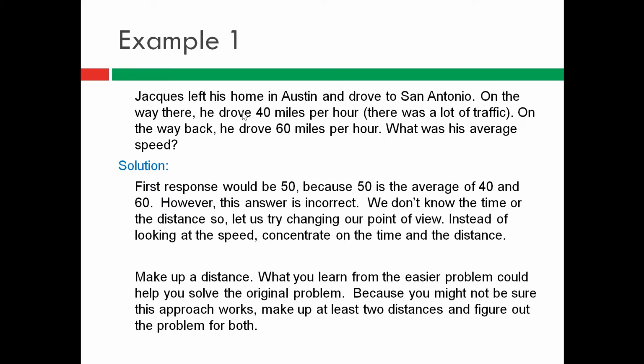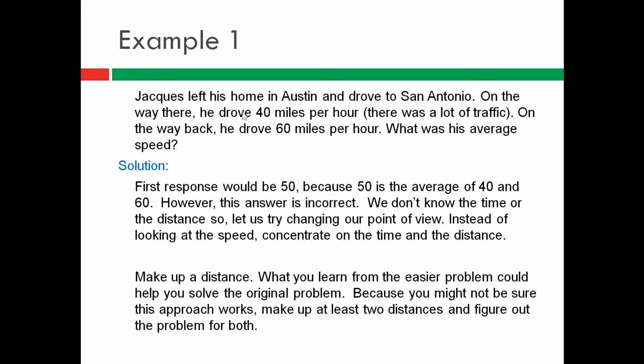Jack left his home in Austin and drove to San Antonio. On the way there, he drove 40 miles per hour. On the way back, he drove 60 miles per hour. What was his average speed? Now remember, speed is distance over time. And even though we're given two speeds, we cannot find the average unless we know the total distance and we know the total time. So a first response would be 50.